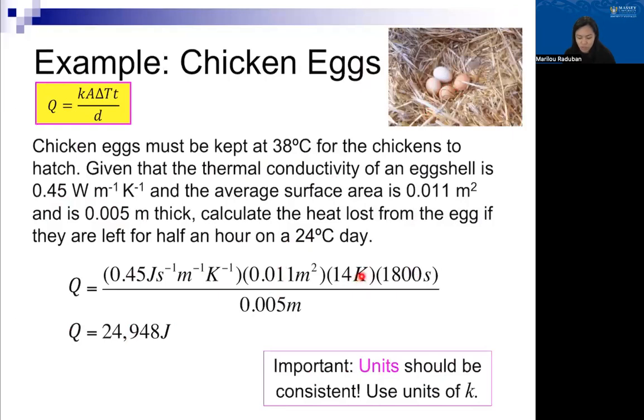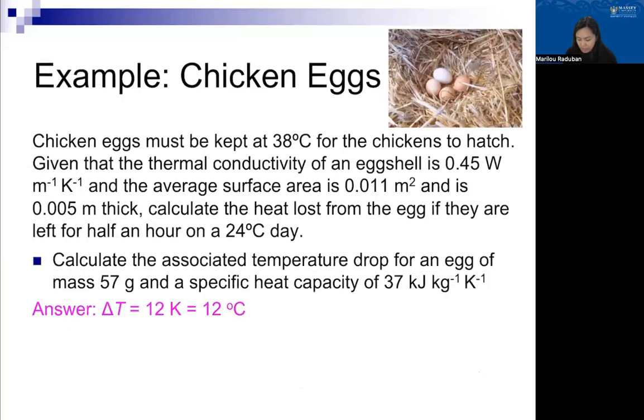So it's not so strict in terms of the unit for temperature. The unit for time must be in seconds, because watts is composed of joules per second, so time should strictly be in seconds. All right, cool. So are we happy with this solution for this example? Good. All right, so that's heat transfer by conduction.